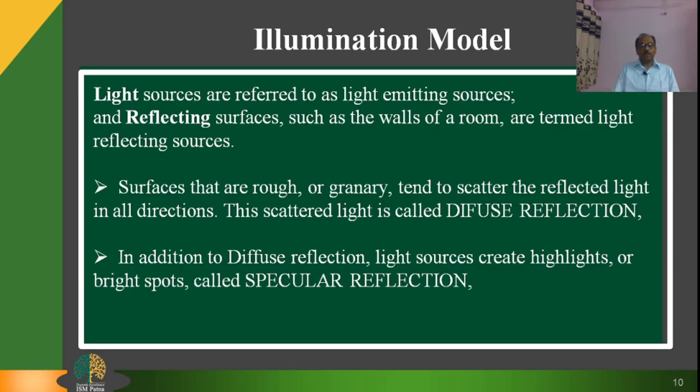So, we have two types of reflections. Surfaces that are rough or granular tend to scatter the reflected light in all directions, and the scattered light is called diffuse reflection. The other one, the highlighting effect, is specular reflection, which is emitted from light sources and creates highlights or bright spots. The highlighting effect is more pronounced on shiny surfaces than on dull surfaces.